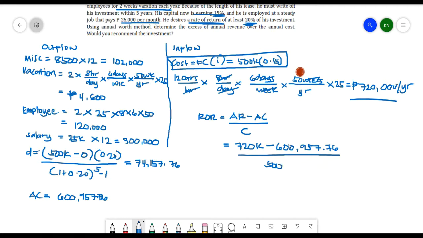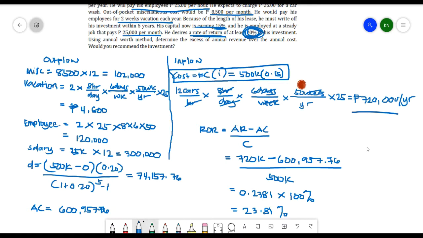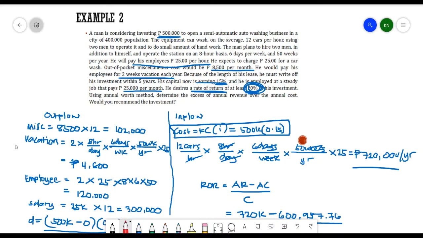So that is 500K. Calculating that, we'll have 0.2381, and multiply that by 100%, so you'll get 23.81%. As you can see, he is expecting at least 20% of his investment, and the rate of return that we have got is 23.81%. So this is a good investment. That's it for this video, and I hope to see you on my next videos for other methods.